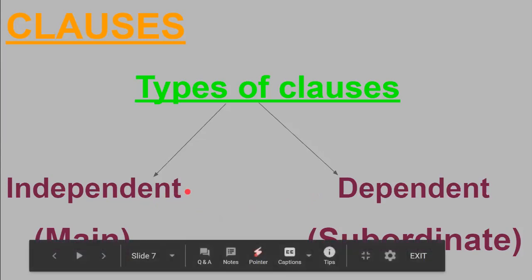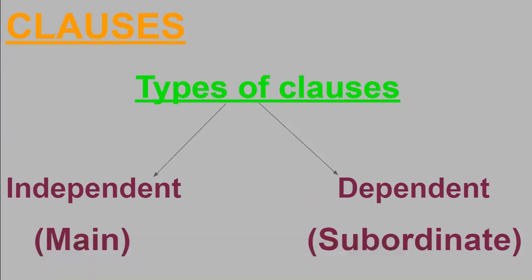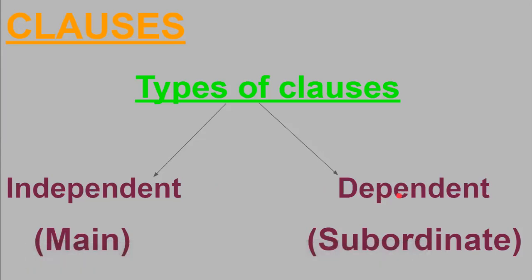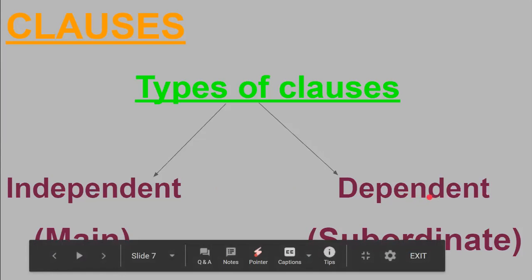Independent clauses are always the leading group of words. So the second type of clause is the dependent type. A dependent clause is always dependent on an independent clause. A dependent clause cannot exist independently, cannot exist alone. There must be some independent clause with it on which it is depending. That's why it is called a dependent clause.